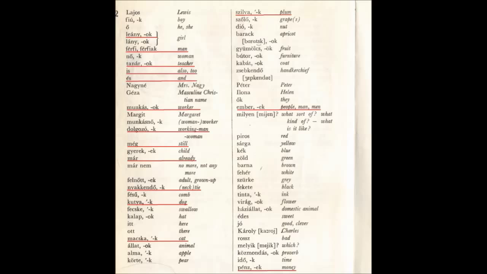So we have the glossary. A couple of new words. Lány, girl. Férfi, man. Tanár, teacher. Munkás, worker. Dolgozó, working. Még, still. Már, already. Nyakkendő, a tie. Kutya, dog. Macska, cat. Some fruits.